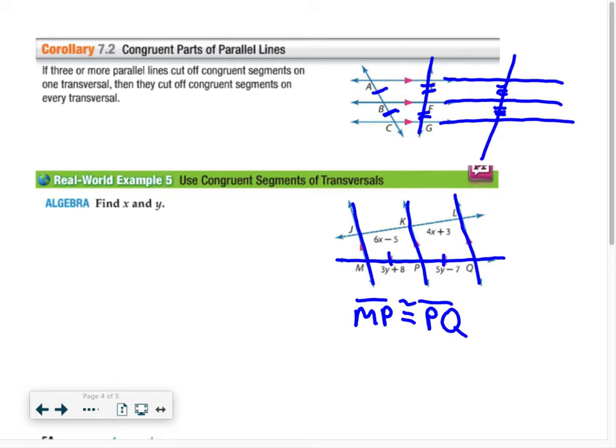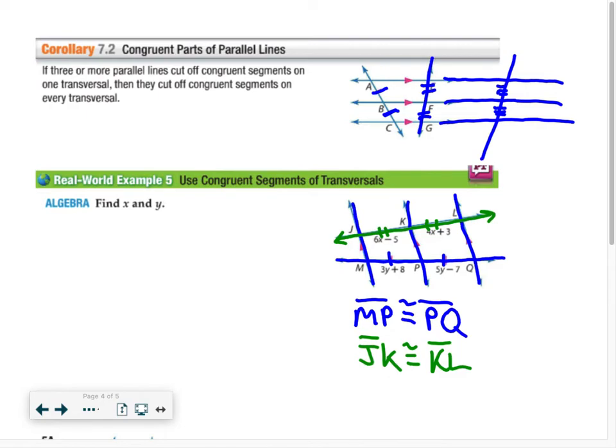Looks like we can use that to find y. If it cuts the first transversal into congruent pieces, then it cuts this second transversal into congruent pieces as well. So JK would be congruent to KL, and so we can use that to find x, it looks like.